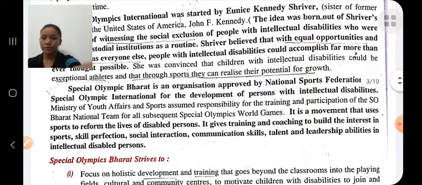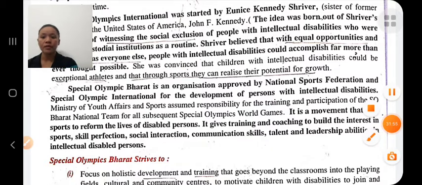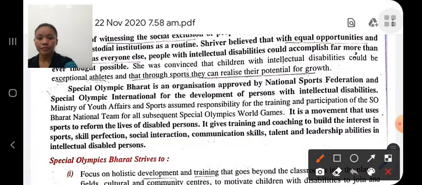Special Olympic Bharat is an organization approved by the National Sports Federations and Special Olympic International for the development of persons with intellectual disability. The Ministry of Youth Affairs and Sports takes all the responsibility for training and participation in Special Olympic Bharat.